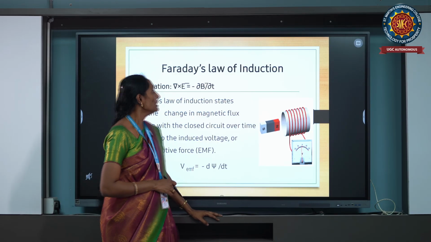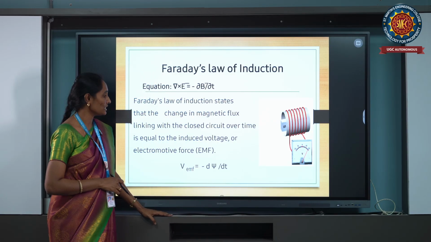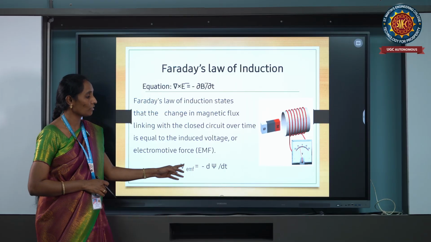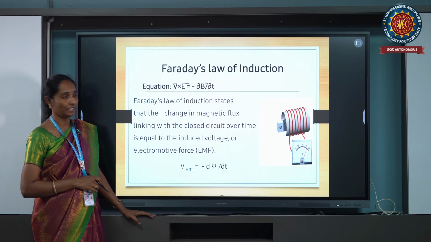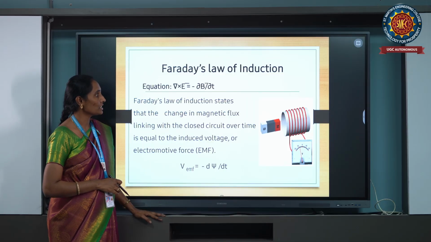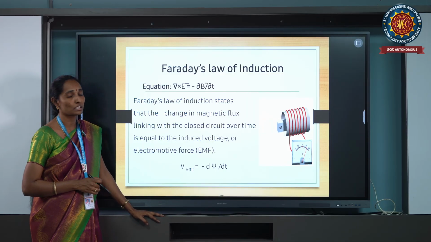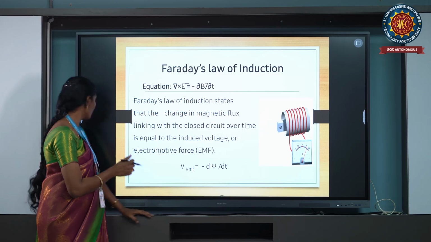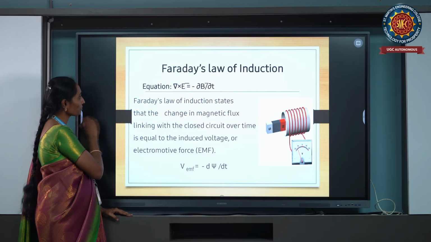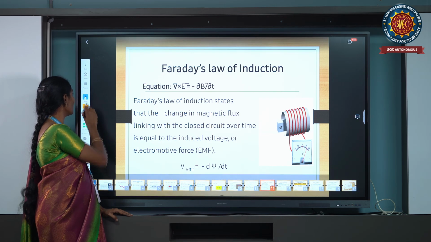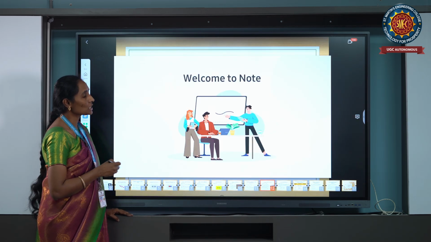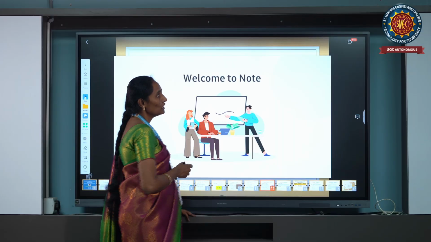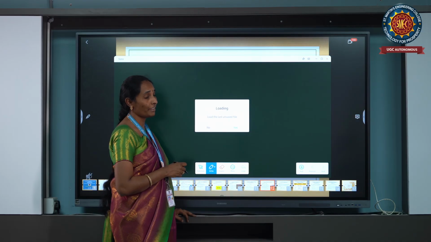So due to that, there is some change, that is EMF equal to d psi by dt. From this equation we derive that del cross E bar is equal to minus dou B bar by dou t. I will explain clearly. So del cross E bar is equal to minus dou B bar by dou t. That is derived from Faraday's law.